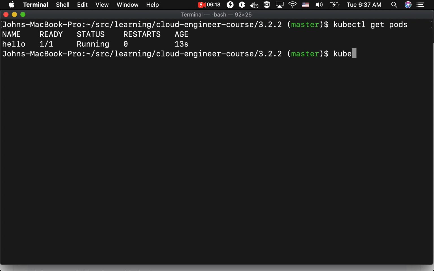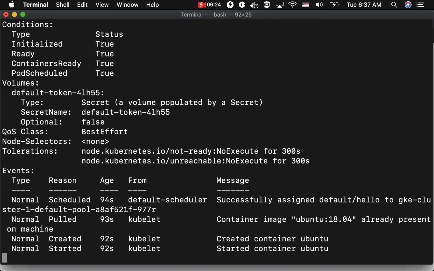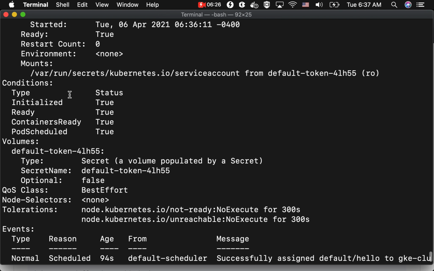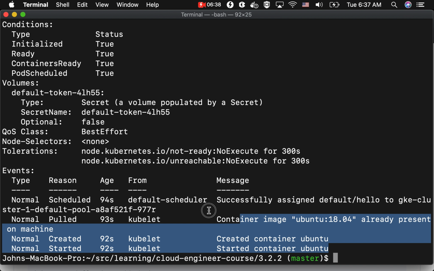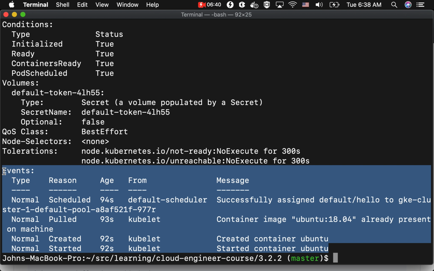So kubectl describe pod hello. So there's a bunch of information here. Describing a pod basically gives you all the most commonly used information about the pod for troubleshooting it. And a really important one at the bottom is that there is a list of events. So you can see what happened here, right?